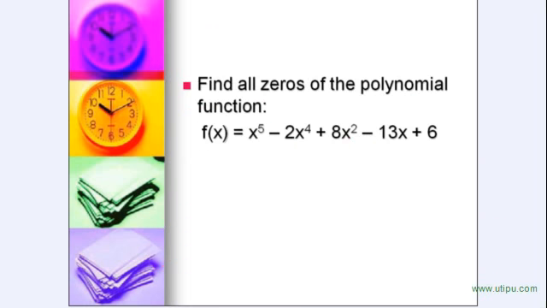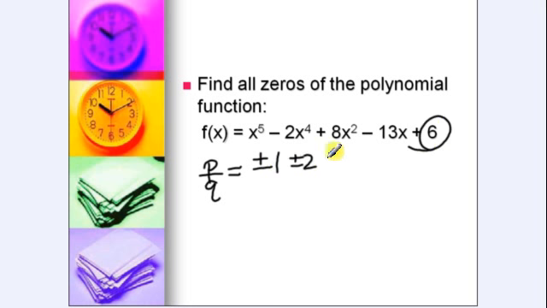So if you're asked to find all the zeros of a polynomial function, we want to start like we did in the previous section with the rational zero test. So factors of the constant term, 6, being 1, 2, 3, and 6, divided by factors of the leading coefficient would just be 1. So there I have 8 possible rational zeros.